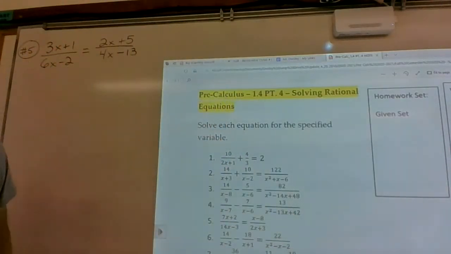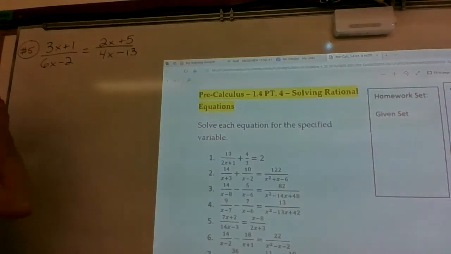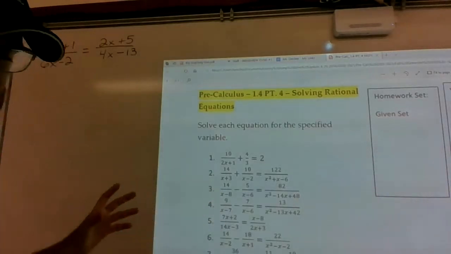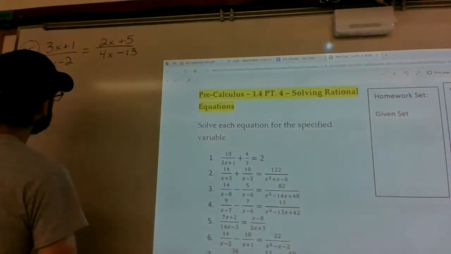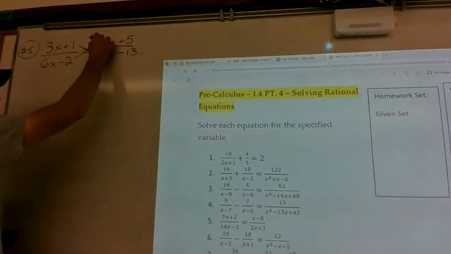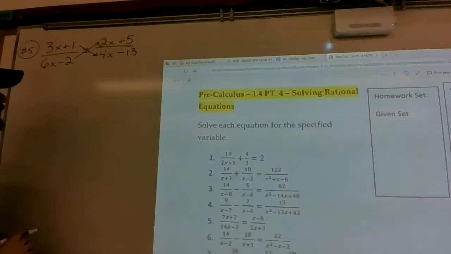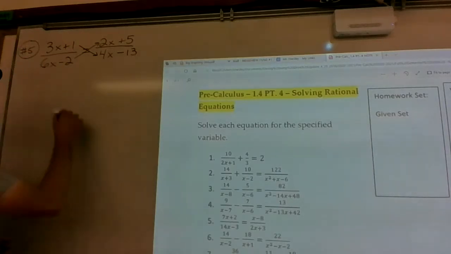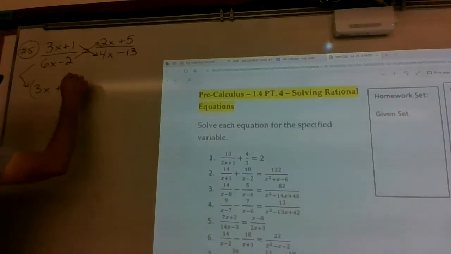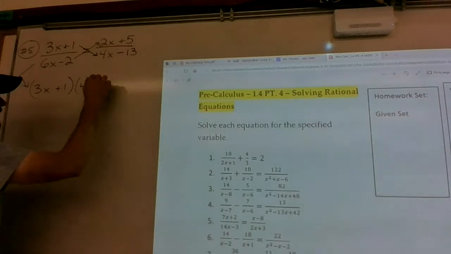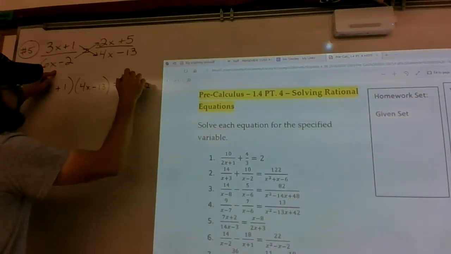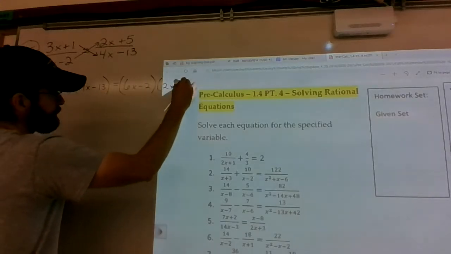So here's our first one. A lot of people call these proportions when it's just one fraction equal to another quantity. Your basic move is you want to get rid of the denominators, and cross multiplication is an easy avenue to make that happen. So if you multiply 3x plus 1 times 4x minus 13, that expression should equal 6x minus 2 times 2x plus 5.